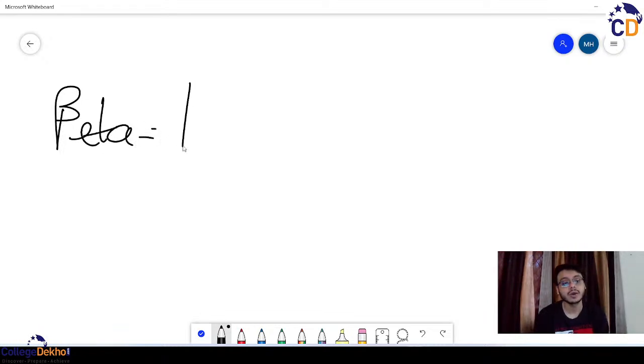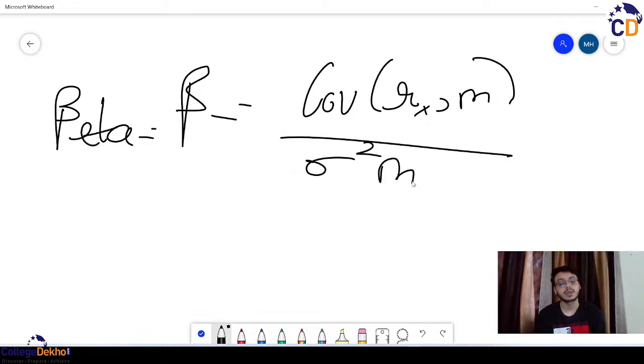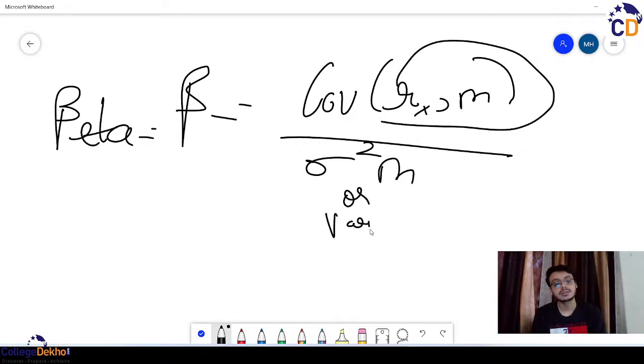Which is denoted by obviously B. So it is nothing but the covariance of the returns of your stock and the market divided by the variance of the market. Covariance, we know how to calculate. We also know how to calculate the variance.